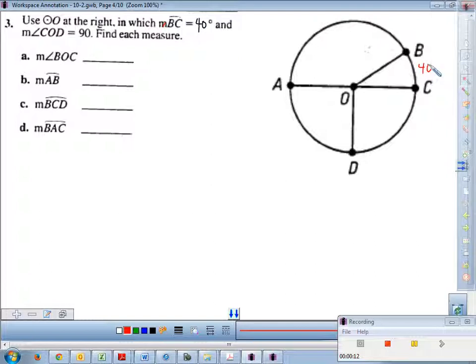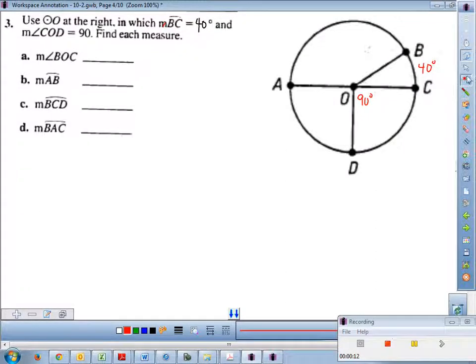I know you don't have this picture. I'd just like you to watch, though, and see how easy these problems are. And the measure of angle COD is 90 degrees. What we'd like to do, instead of answering all these questions, the easy thing to do is find everything in this picture that you possibly can.